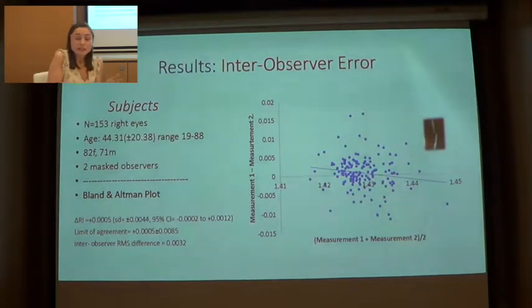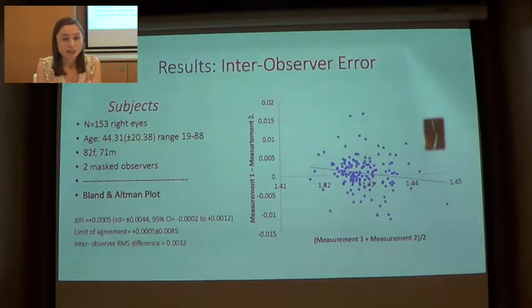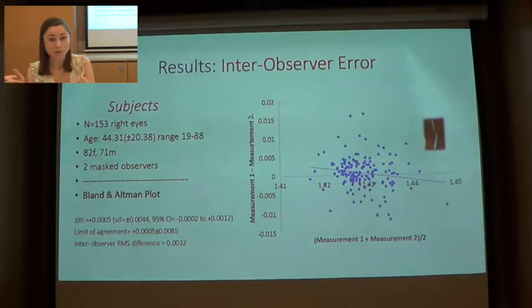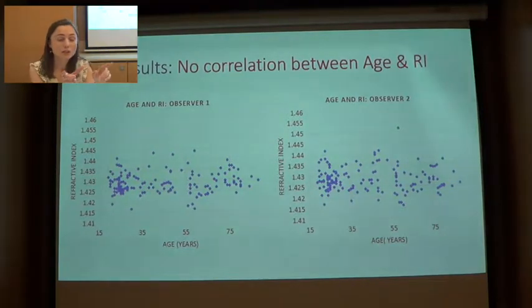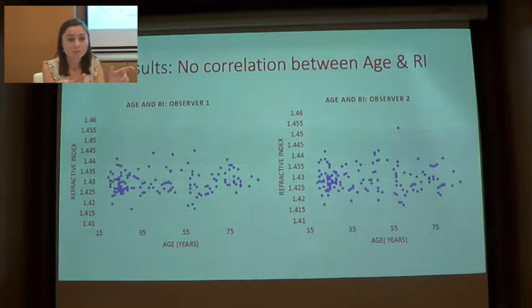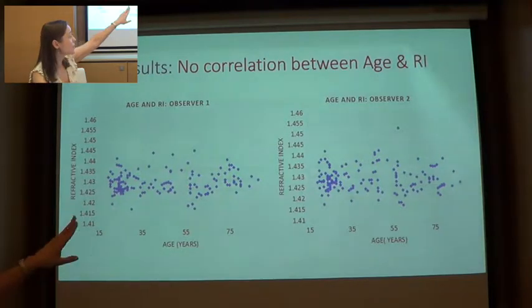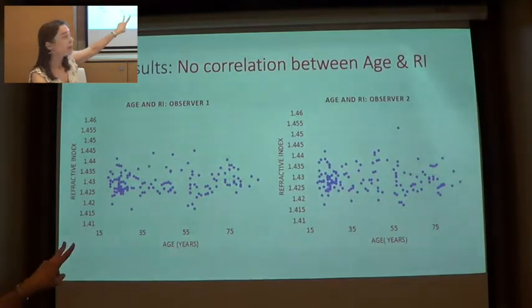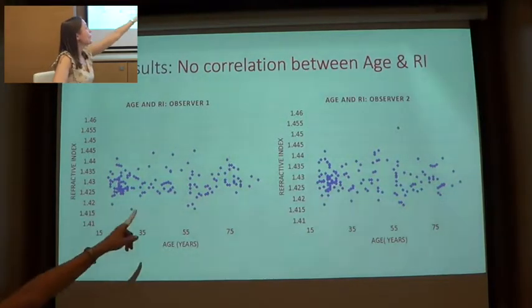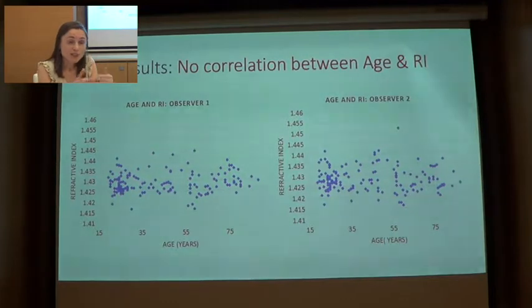But the question is actually, will this systemic difference have an impact on our outcomes? If we see on these two graphs, we can see that the two observers were fairly consistent. There was a difference between them. And then we can see that there was no correlation between refractive index estimates and age according to both observers. When we look at the vertical part of the graphs and these figures, we can see that the refractive index estimates we achieved were much higher than previously estimated.